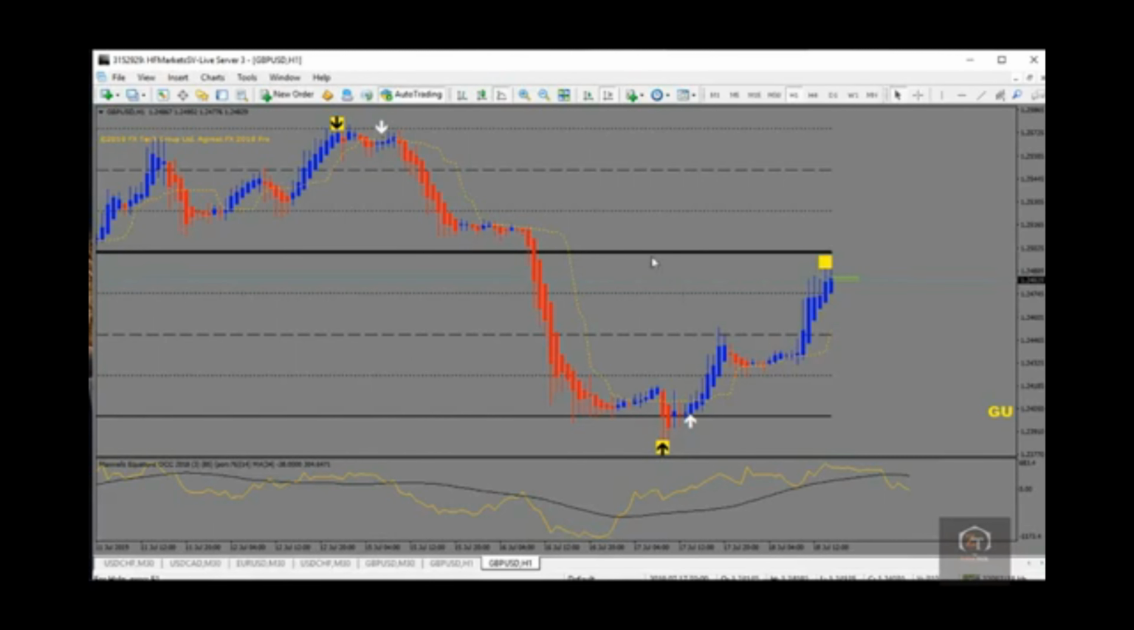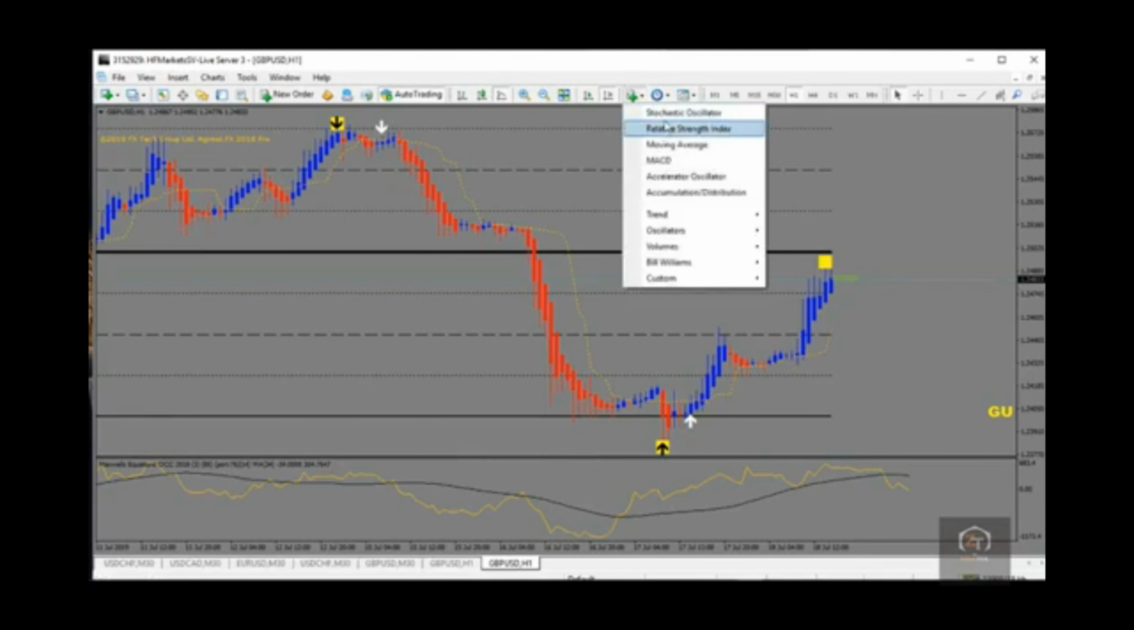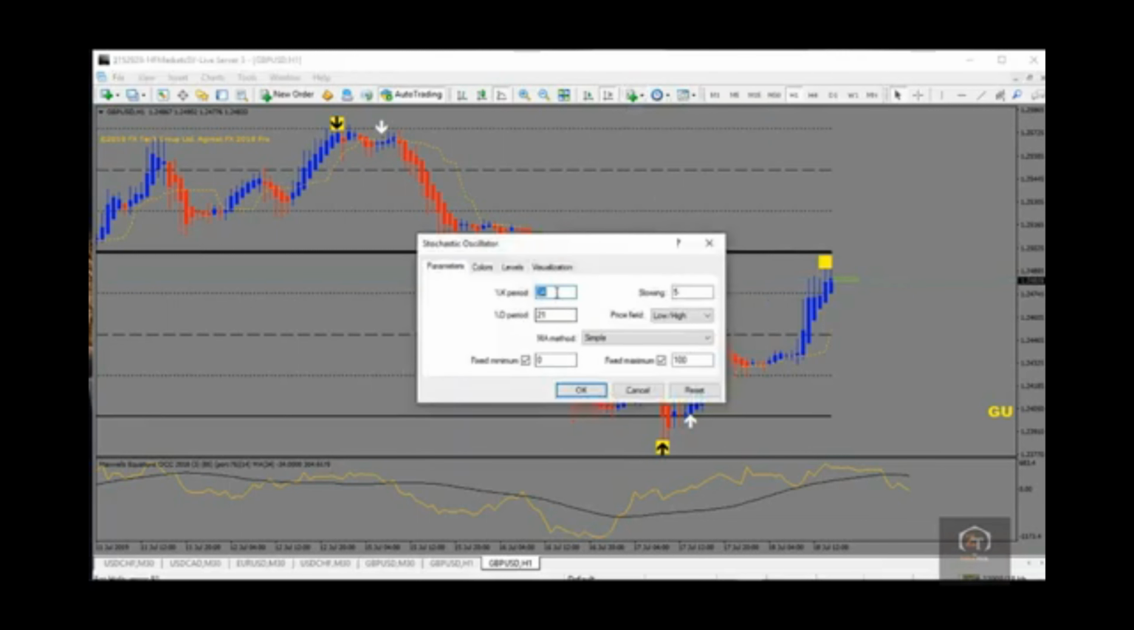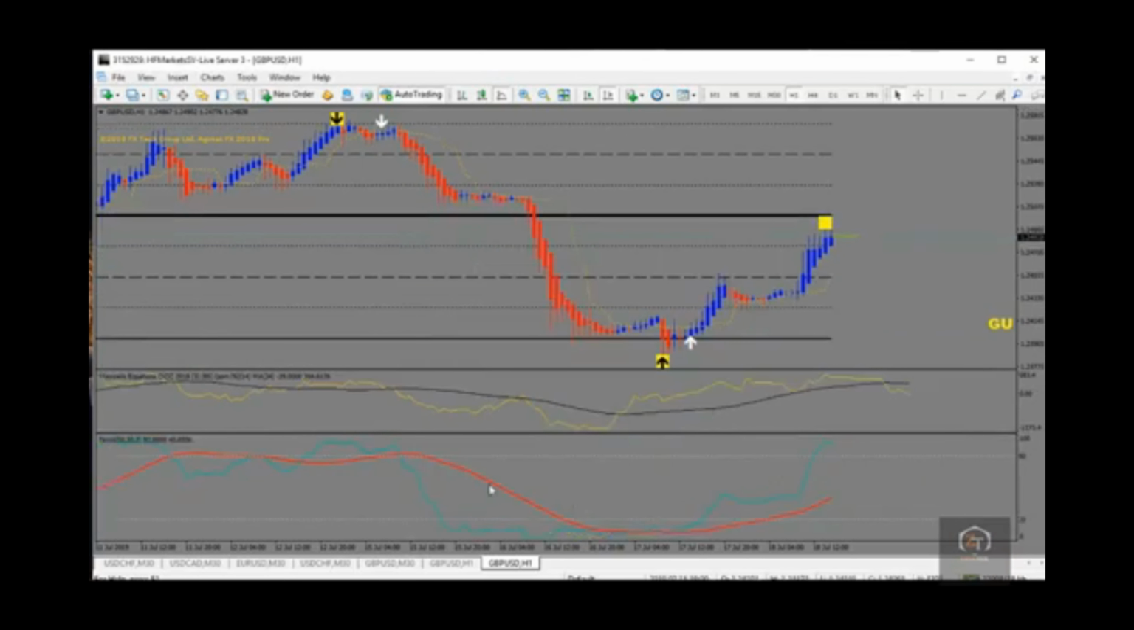Before that, let me correct something. In my former video, I talked about adding the stochastic oscillator with settings like 50-32, or 50-30, and a slow moving average of 2, and the levels are okay. Let me reset it. Good. And the levels are like this, I think.